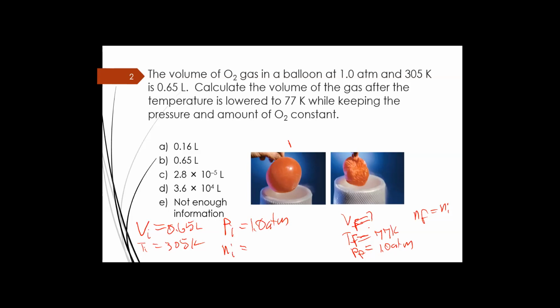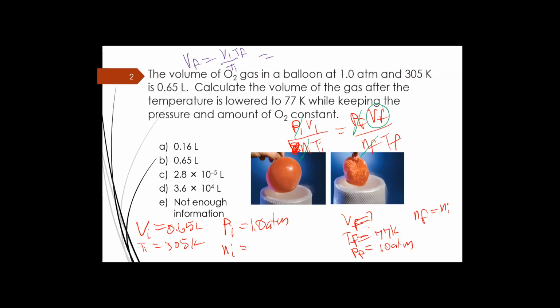Instead, I can just set them equal to each other. P1V1 over N1T1 is equal to my final pressure, my final volume, over my moles final and my temperature final. I can then remove what has stayed the same, so my pressures have stayed the same. My moles have stayed the same. And so now I have a relationship between my volume and my temperature, and we're looking for this volume here. So I can rewrite my equation as the final volume is going to be equal to my initial volume divided by my initial temperature times my final temperature.